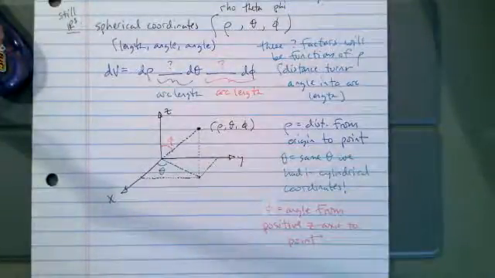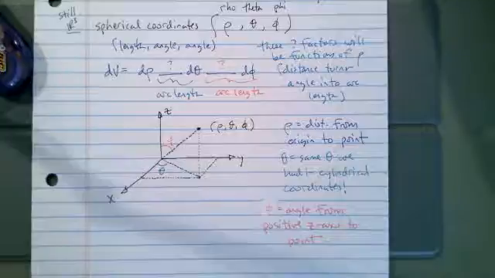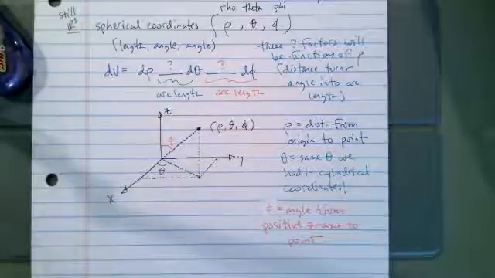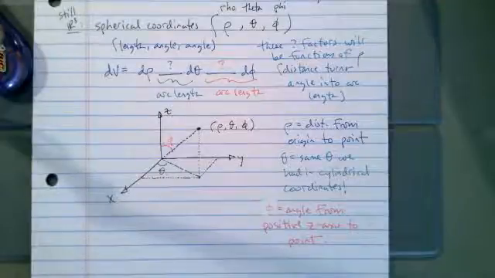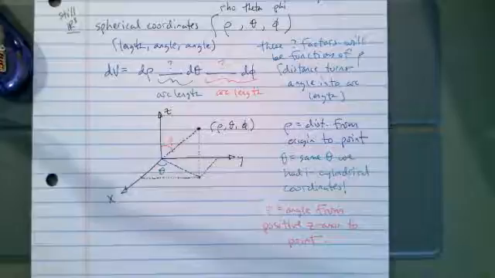So rho is the distance from the origin to the point. Theta is the same theta we had in cylindrical coordinates. It's the angle from the positive x-axis to a projection of the point in the xy plane. And phi is the angle from the positive z-axis to the point.